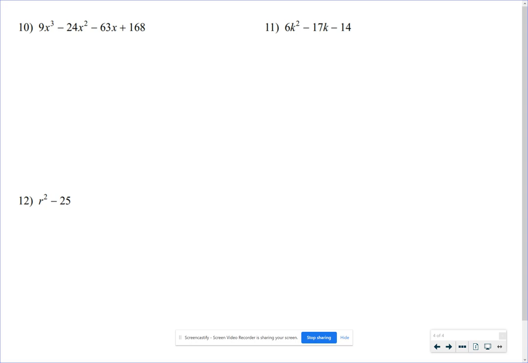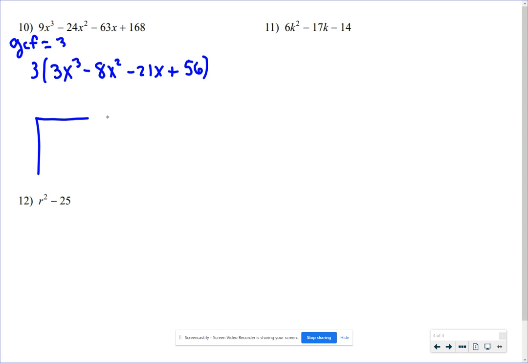Okay, number 10. 4 terms. Notice none of them combine. So we are going to divide out a GCF, which is a 3. So let's pull out that GCF. We have 3x to the third minus 8x squared minus 21x plus 168 divided by 3 is, calculators, drum roll, 56. Okay, I'm going to use the box on this one. So I'm going to factor this 4-term polynomial using the box.